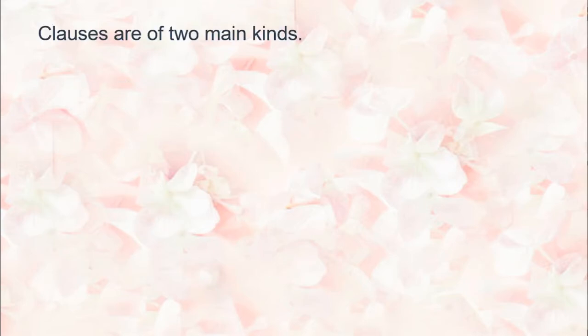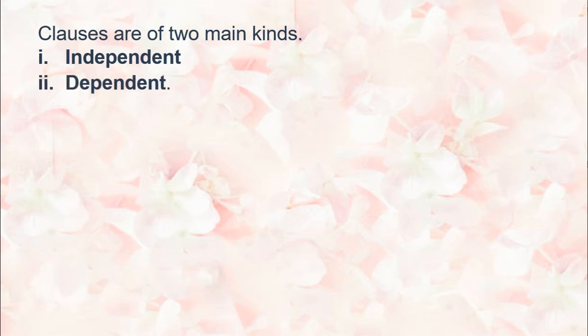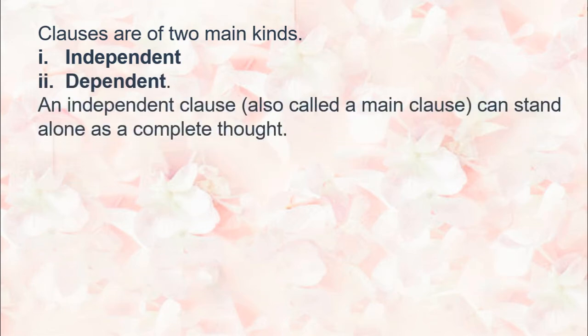So now, according to our discussion, we can say that clauses are of two main kinds: independent and dependent. So an independent clause, also called a main clause, can stand alone as a complete thought. You can say the boat is leaking. So here the sentence is complete in its meaning, or the clause is completed in its meaning. We don't need to depend on any other sentences. This clause itself is completed in its meaning.